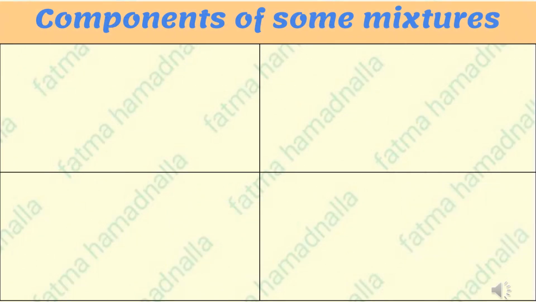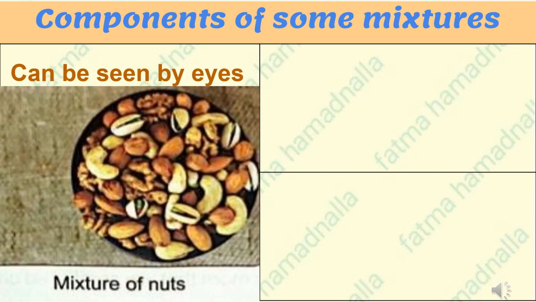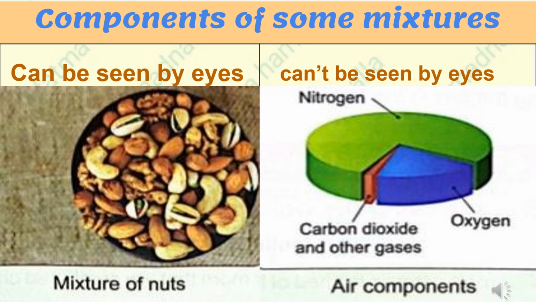Now, let's talk about the components of some mixtures. In some mixtures, the components can be seen with the naked eye, such as a mixture of nuts. However, in other mixtures, the components cannot be seen with the naked eye, such as air, okay?